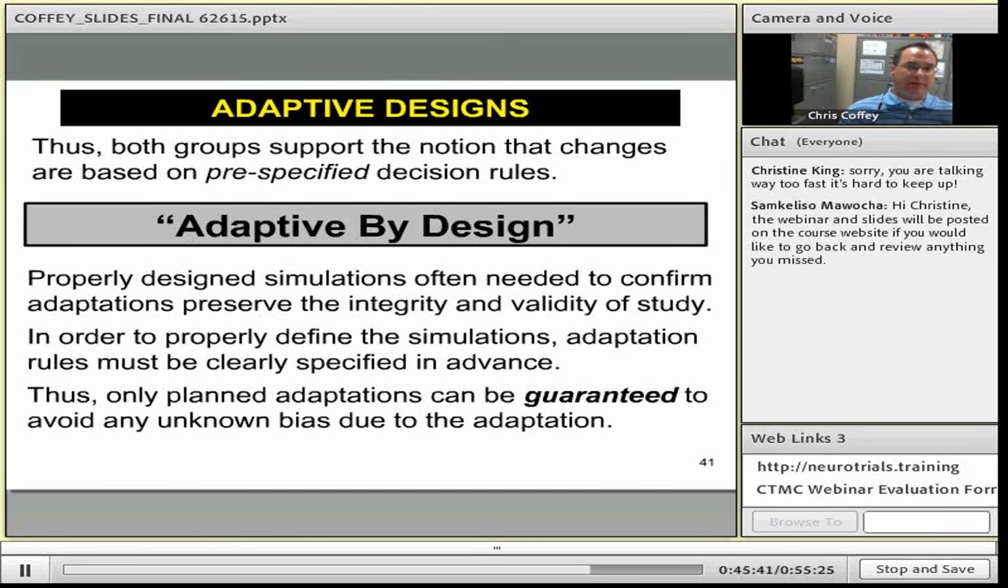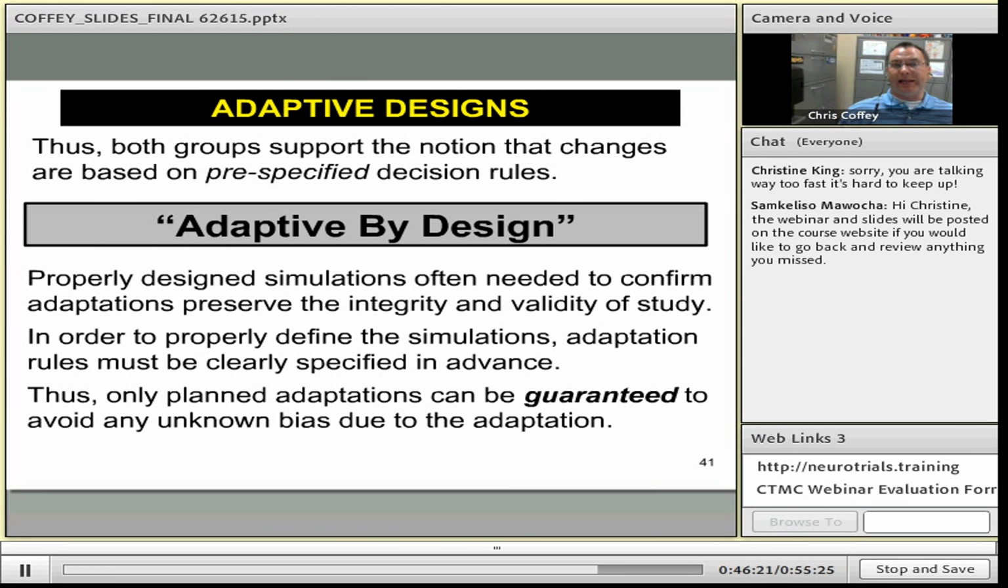The reason that's important is if you're adapting based on data, as is true with any data-driven analysis, you run the potential of introducing bias into your results, either through biased parameter estimates or inflated type 1 error rate. There are a number of ways that you can introduce mathematical bias. The only way that you can really assess that and rule that that's not a problem is to do simulation studies under a wide range of scenarios. In order to do those simulation studies, you have to know what your adaptations are going to be under a wide range of scenarios. And the only way you can do that is if you specified in advance what you're going to do. So the only planned adaptations that can be guaranteed to avoid unknown bias are those that are specified in advance and can be conducted through simulation studies.